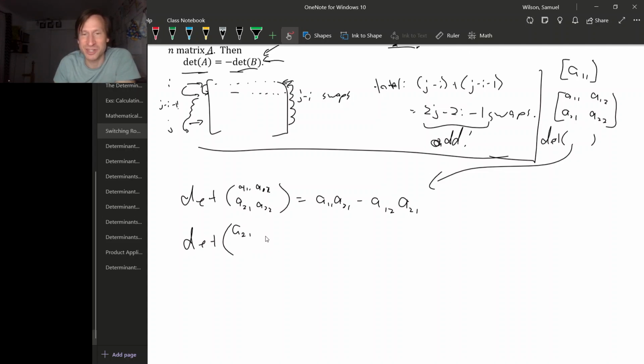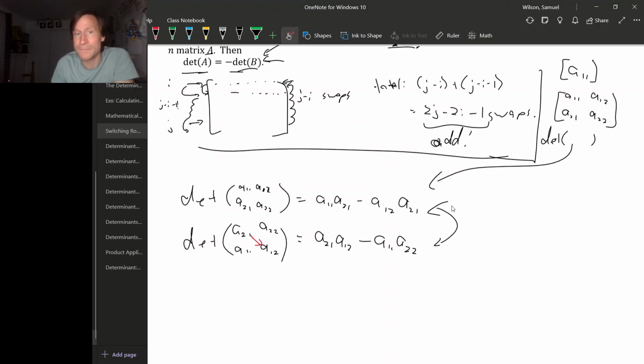and that's switching the first and the second rows. So that's going to give you A21, A22, A11, A12, and the determinant of this matrix after the row swap is this product with a plus, so A21 A12, and then the other product with a minus, so minus A11 A22. And sure enough, these two things are negatives. So this result is true for 1 by 1, and it's also true for 2 by 2.